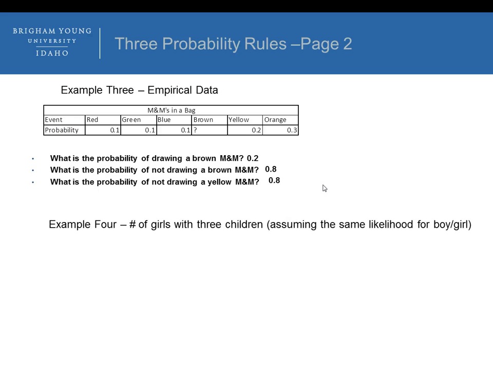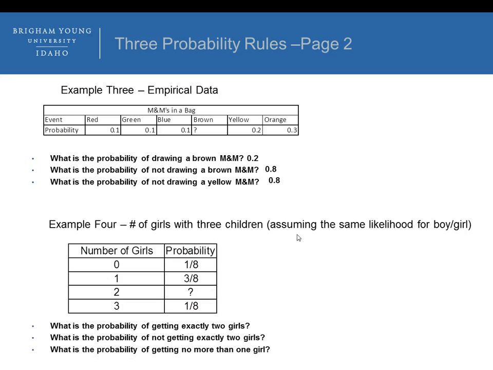Here's another example, example 4, the number of girls with 3 children, assuming the same likelihood for a boy or a girl. Here's the number of girls, and here's the probability of each of these. First of all, I left this blank so that you can go through the rules of probability with me. So what's the probability of getting exactly 2 girls? Well, if we sum up the other probabilities, that would be 5/8, and so if we take 1 minus that, the answer would be 3/8.